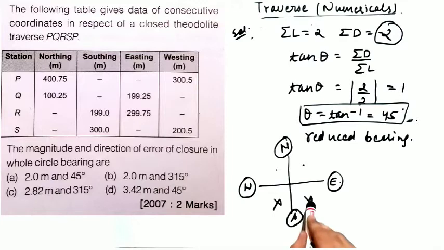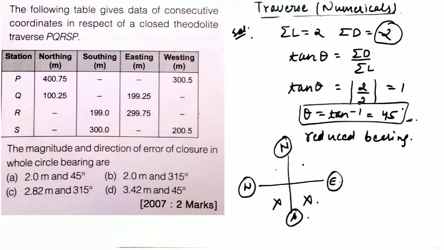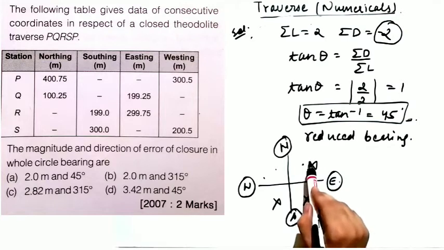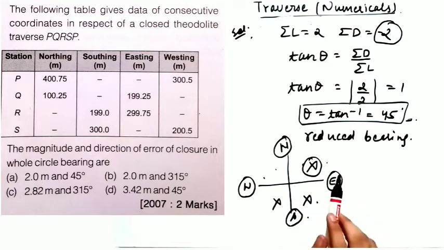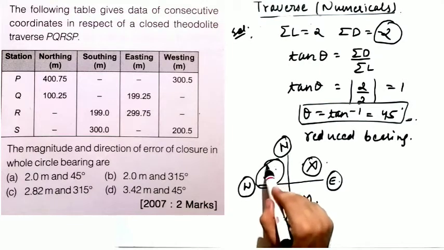This quadrant and this quadrant is not possible for this case since latitude is coming out to be positive. Now check out the departure. Departure is coming out to be negative. That means the departure is definitely a westing and not an easting. So there is no case for departure to lie in this area. So that particular error or the direction will lie in this quadrant.